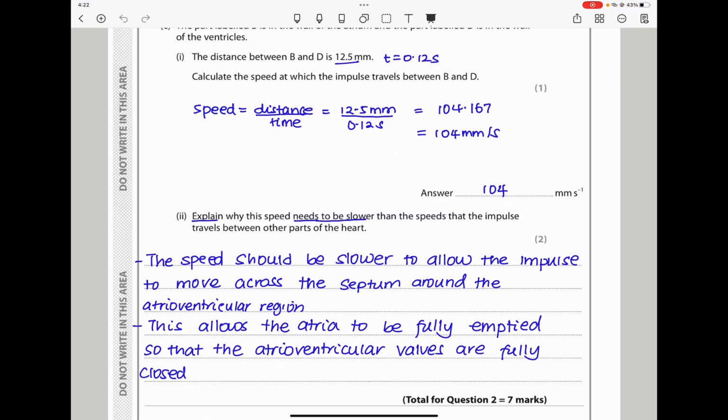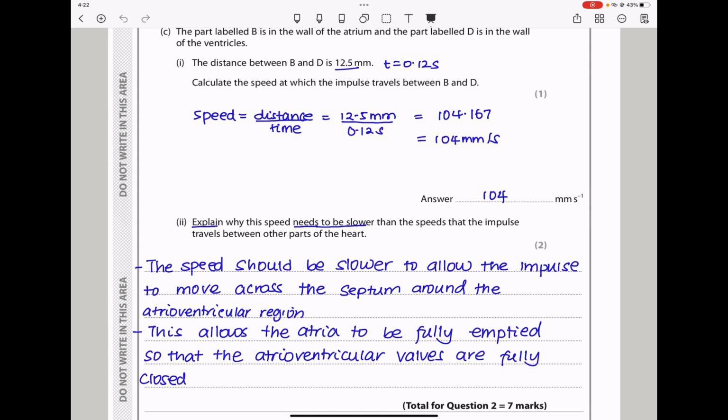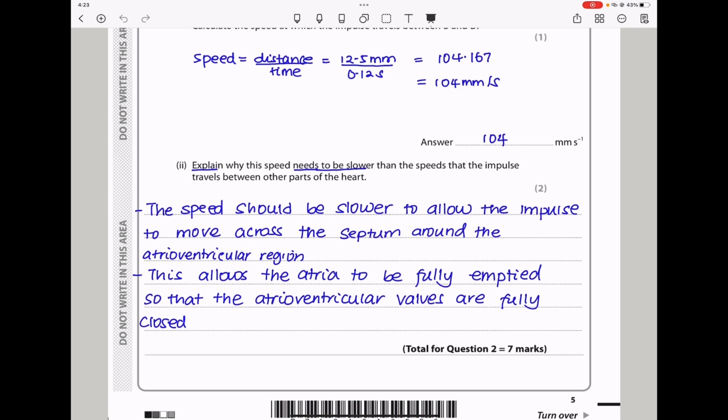Next they say, explain why this speed needs to be slower than the speed that the impulse travels between other parts of the heart. The speed needs to be slower so that we allow the atria to fully empty and then the atrioventricular valves to close before the impulse can travel to the ventricles to cause ventricular systole. So I said the speed should be slower to allow the impulse to move across the septum around the atrioventricular region. And this allows the atria to be fully emptied so that the atrioventricular valves are fully closed before the ventricles can contract. So this brings us to the end of question 2.